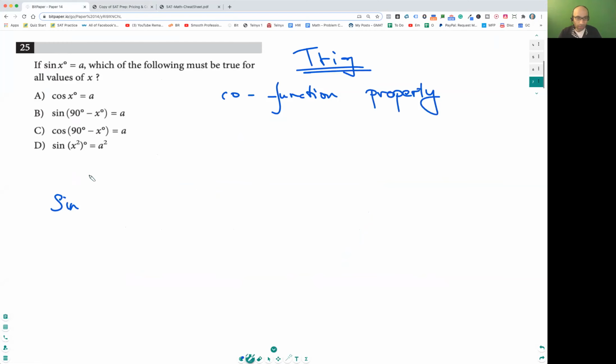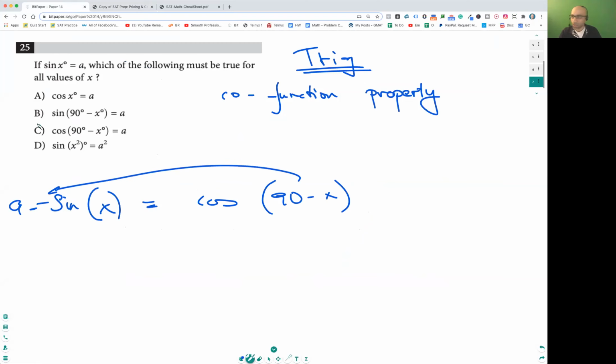So co-function property: sine x is equal to cosine of 90 minus x, and that's it. Because this is equal to a, this guy is also equal to a, and so that's why you get C as the answer. Okay, so co-function property. Let me ask you guys another question. What if sine of 40 is equal to, let's say, as an example, 0.47? Then what do you think is cosine of 50?